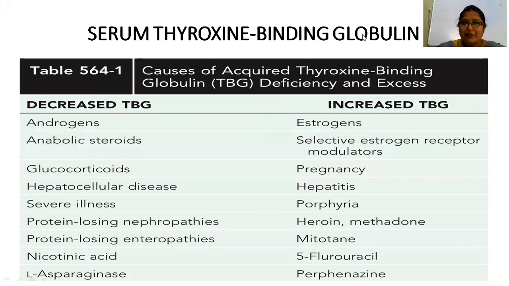Serum thyroxine binding globulins. There is decreased thyroxine binding globulin in the presence of androgens, anabolic steroids, glucocorticoids, hepatocellular disease, severe illness, protein losing nephropathies, protein losing enteropathies, nicotinic acid, and L-asparaginase. Then increased thyroxine binding globulin in estrogens, selective estrogen receptor modulators, pregnancy, hepatitis, porphyria, heroin, methadone, mitotane, 5-fluorouracil, and perphenazine.